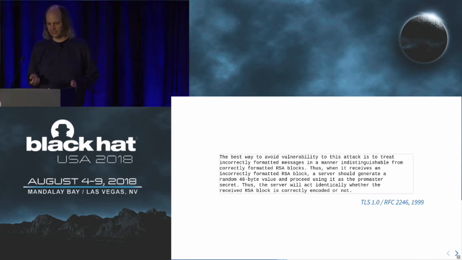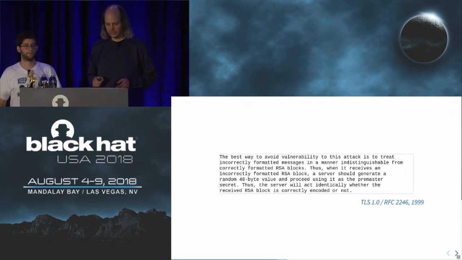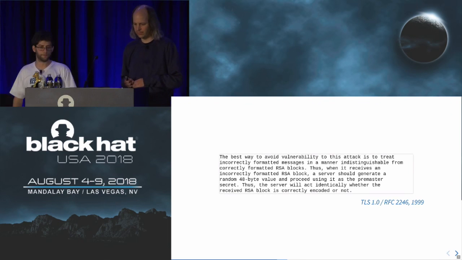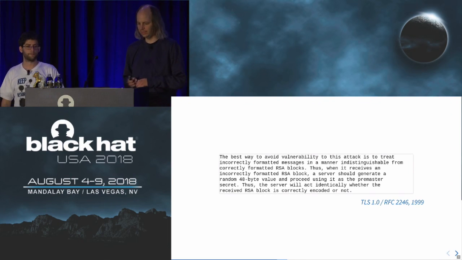And I'll just read this to you. The best way to avoid vulnerability to this attack is to treat incorrectly formatted messages in a manner indistinguishable from correctly formatted RSA blocks. Thus, when it receives an incorrectly formatted RSA block, a server should generate a random 48-byte value and proceed using it as the pre-master secret. Thus, the server will act identically whether the received RSA block is correctly encoded or not.